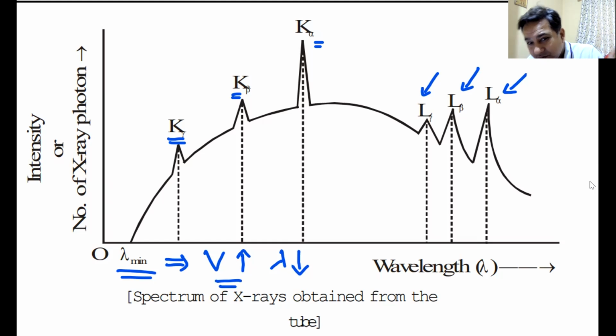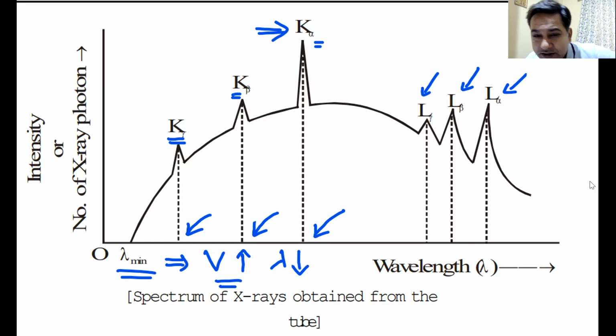And when it gets knocked off from the first shell, the third shell will not jump to the first shell. The first thing that will happen will be the second shell electron will jump onto the first shell. Yes or no? And therefore, we have the highest intensity or highest number of X-rays of the K alpha series. But now look at the wavelength of the K alpha series. This is the wavelength of K alpha series. This is the wavelength of K beta series. And this is the wavelength of K gamma series.